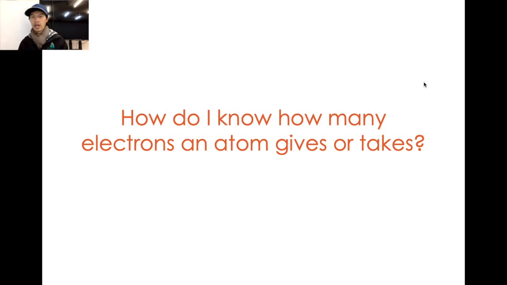Now, probably one of the burning questions that you're going to have is, how do I know how many electrons an atom is going to give or take, right? How did you know that sodium was going to give 1? How did you know that chlorine was going to take 1? How did you know that magnesium was going to give 2 and that oxygen was going to take 2? There is a pattern for it, but that's the advanced science part. So in this case, you actually don't.